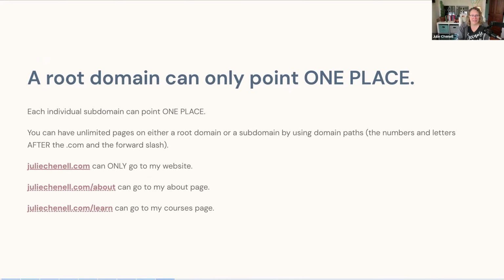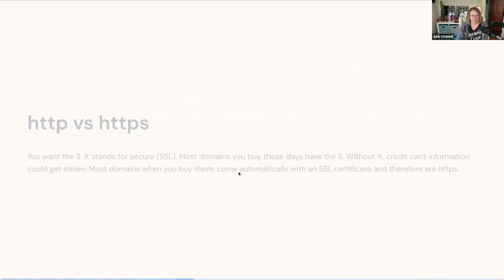Important: a root domain can only point to one place, and every individual subdomain can point to one place. So you can have unlimited pages on either a root domain or a subdomain by using domain paths. But juliechanel.com can only go to my website. And juliechanel.com/about can only go to my about page or my courses page, okay? And it's the same thing for subdomains. So it all has to be unique addresses that are looking for those pages.